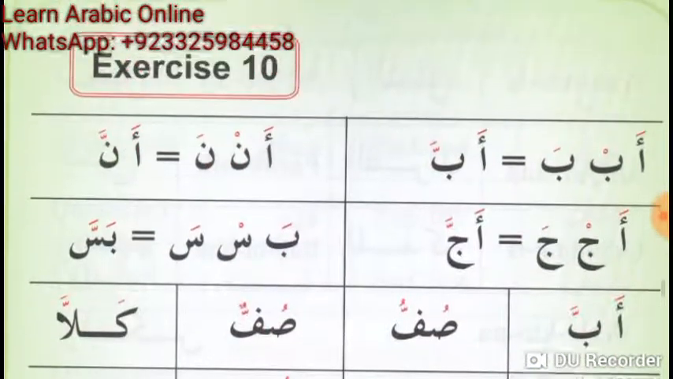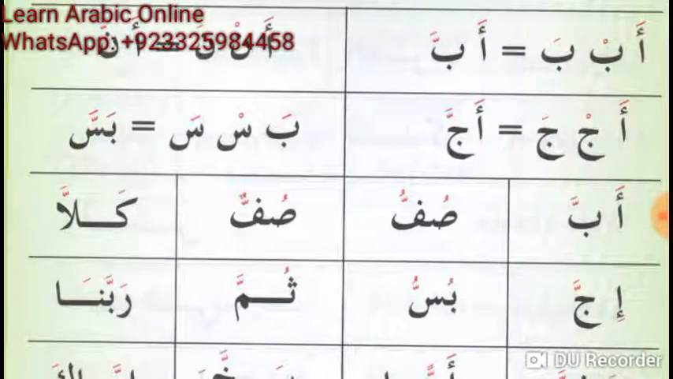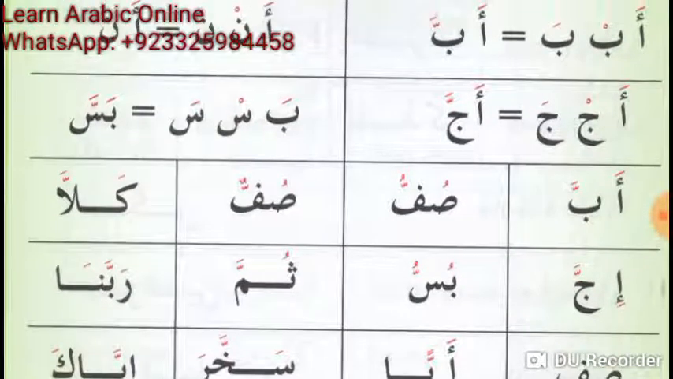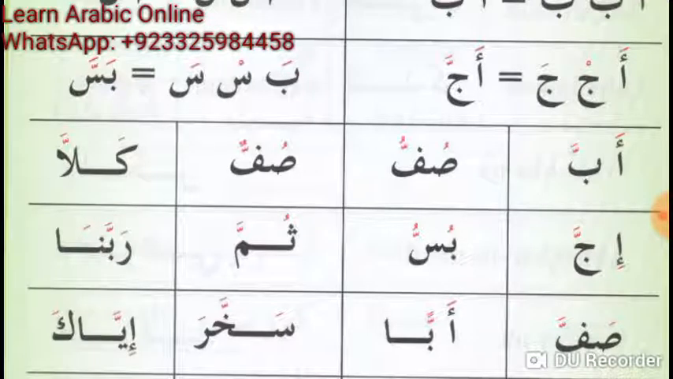Idjan. Okay, idjin. Okay, idjun. Anna equals Anna. Bassa equals Bassa. Sufun. Thumun. Thumuna. No, no. Thumma. Yes, Thumma. Okay, Thumma.